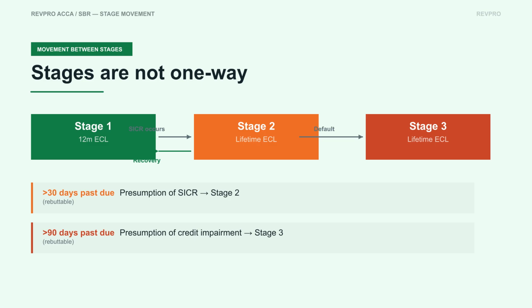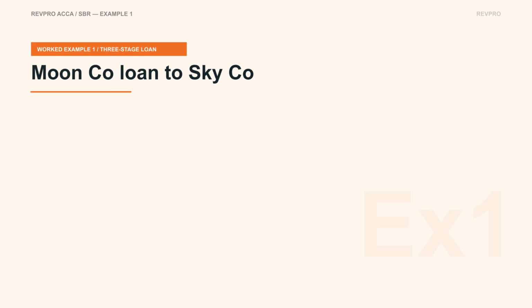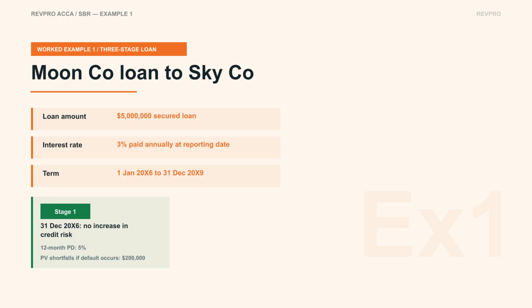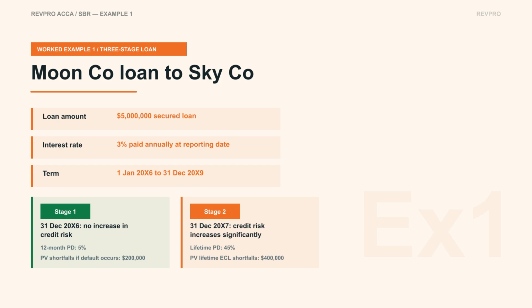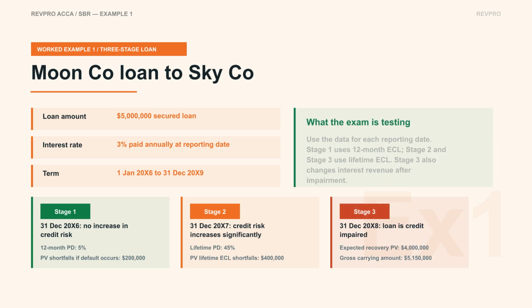In written answers, let us apply the method. On the 1st of January 2026, Moonco grants Skyco a $5 million secured loan, repayable on the 31st of December 20x9. Interest is 3%, paid annually. At 20x6, there is no increase in credit risk. 12-month probability of default is 5%, and present value shortfalls are $200,000.